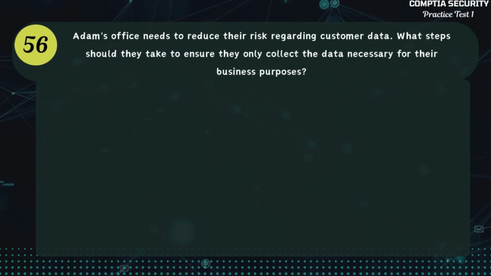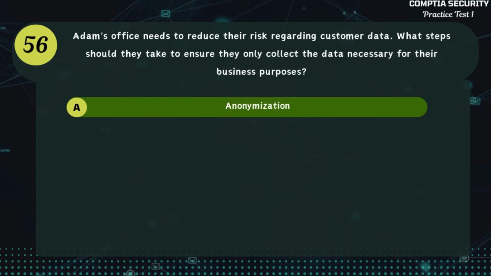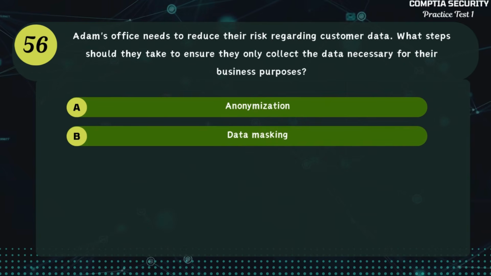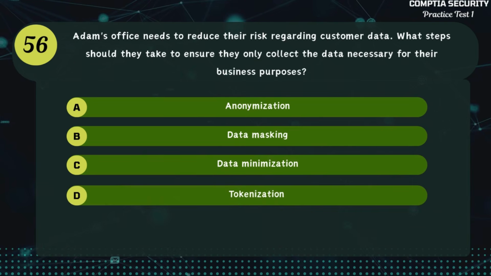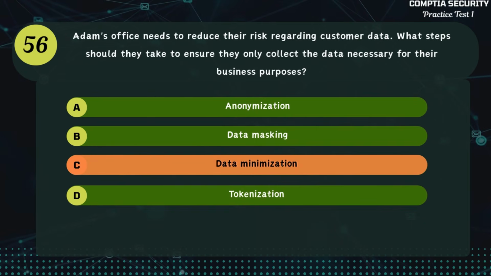Question 56. Adam's office needs to reduce their risk regarding customer data. What steps should they take to ensure they only collect the data necessary for their business purposes? A. Anonymization. B. Data masking. C. Data minimization. D. Tokenization. Correct answer C. Data minimization.